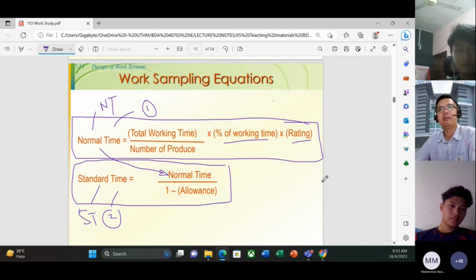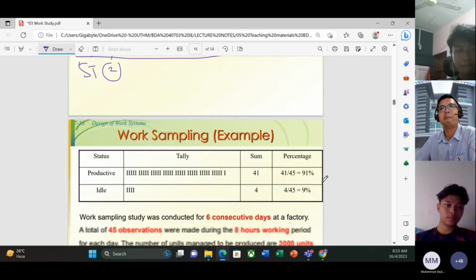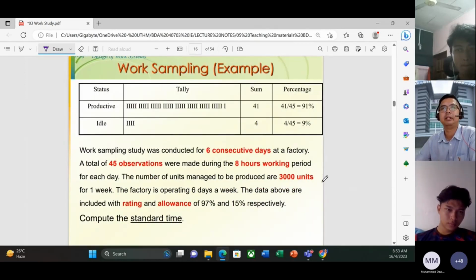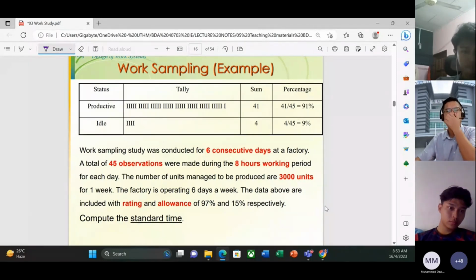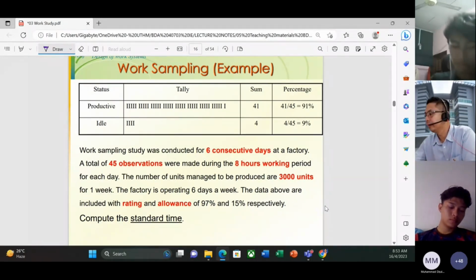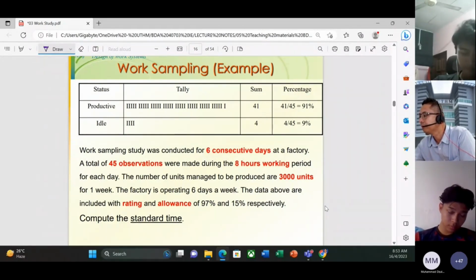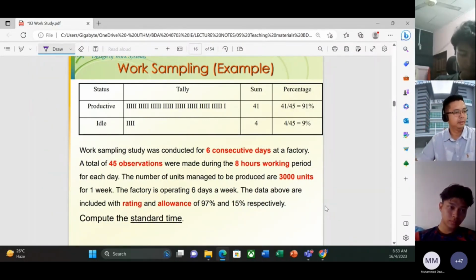Okay, clear? In order to understand better, we need to do this example. Please copy down first. I will give you 2 or 3 minutes. Just take down the important values. Done? Clear?